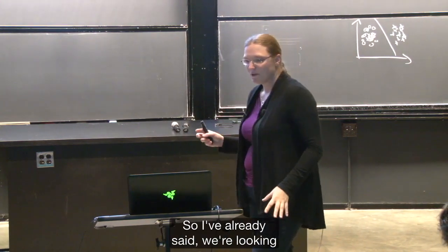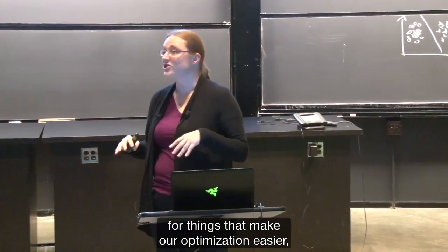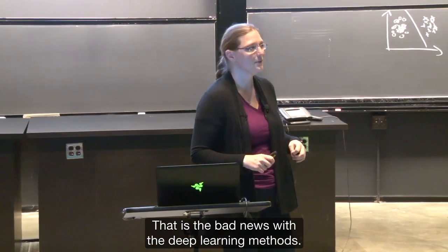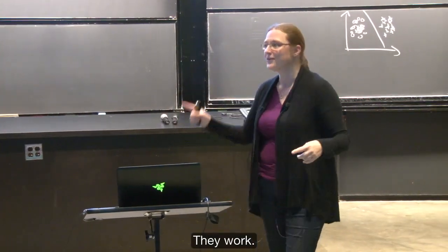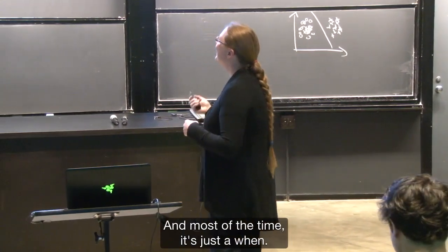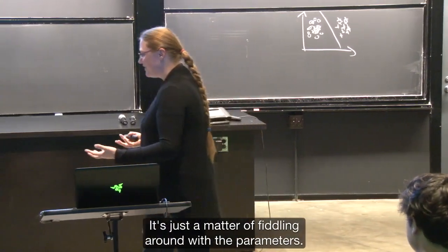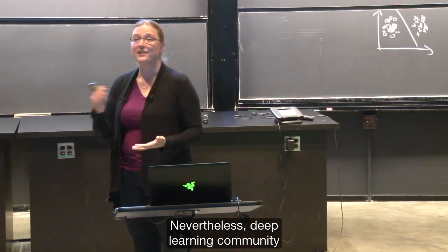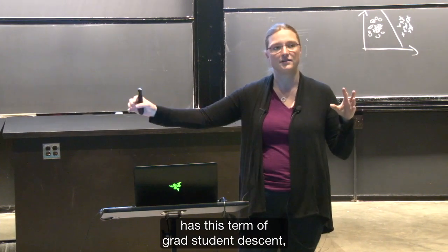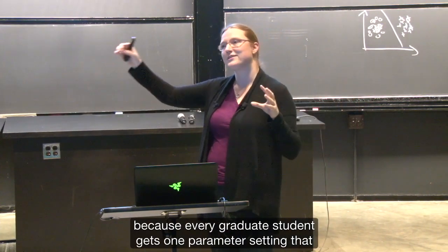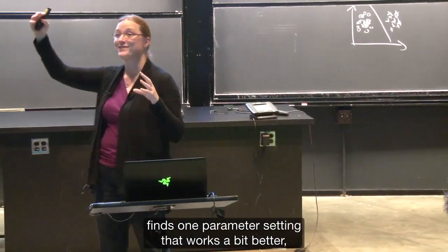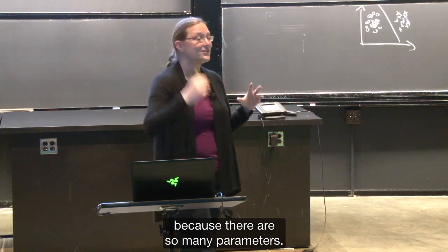And this makes optimization easier, as in the autoencoder. So I've already said we're looking for things that make our optimization easier, because it's really, really hard. That is the bad news with the deep learning methods. They're cool, they work, it's extremely rewarding when they work. And most of the time it's just a matter of fiddling around with the parameters. Nevertheless, the deep learning community has this term, grad student descent, because every graduate student gets one parameter setting that works, and then the next graduate student finds one parameter setting that works a bit better, because there are so many parameters.